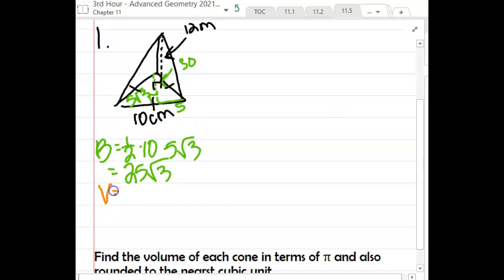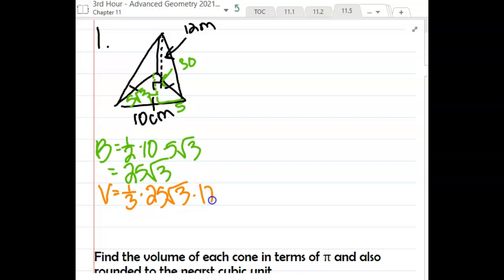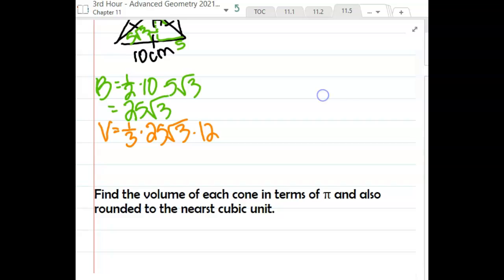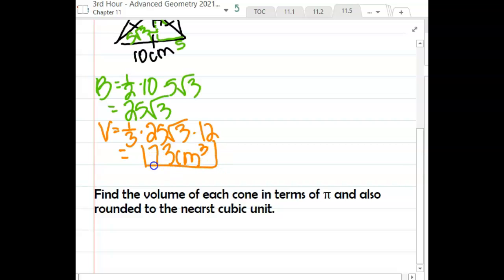Then to find the volume, it's the same formula as yesterday, except we're going to throw that 1/3 in front. So we're going to take 1/3 the area of the base times, now remember you have to have the height from the base straight up to the top. Do I have the height? Yeah. This time I do. So we would multiply that by 12, and if we were to round this, we should get about 173 centimeters cubed.